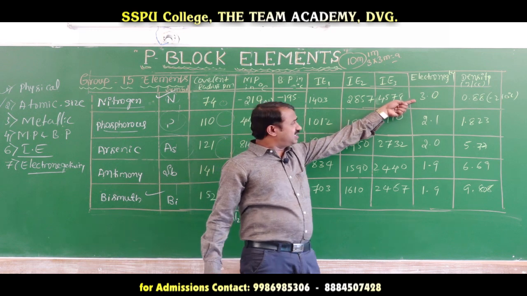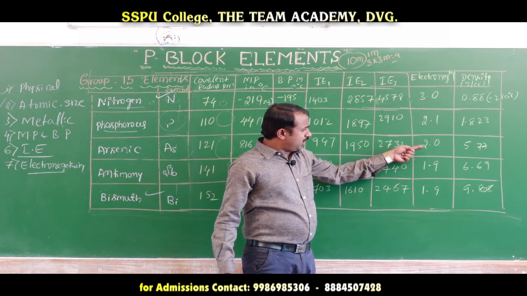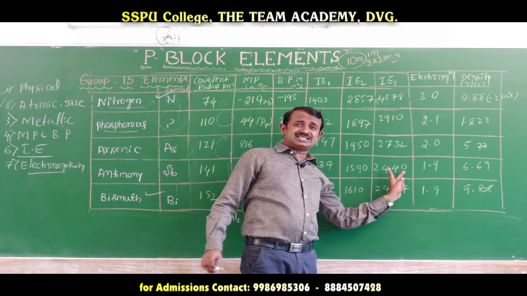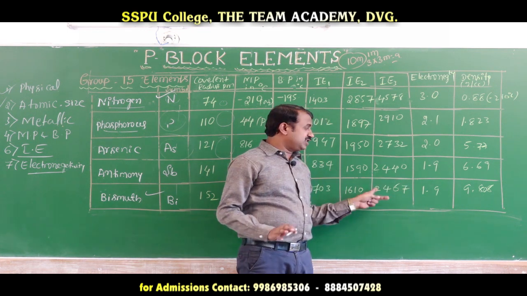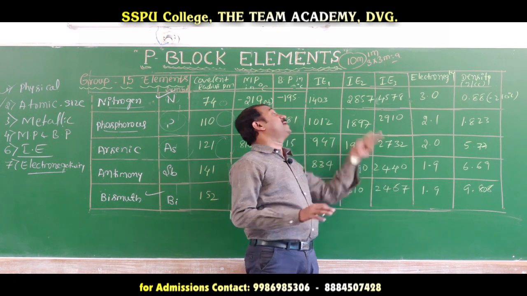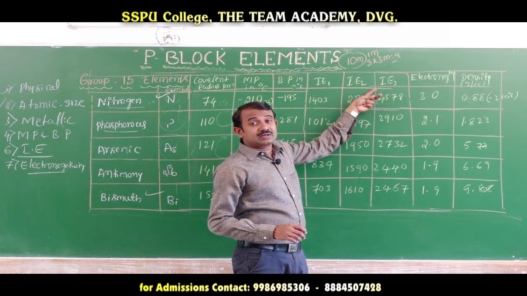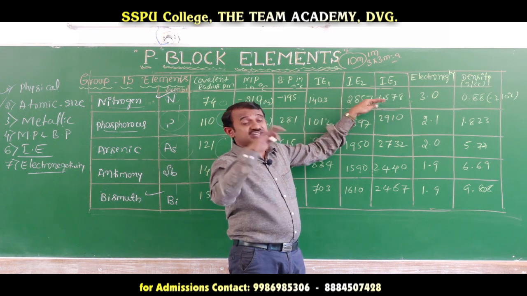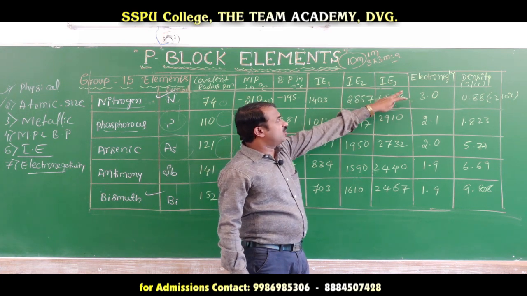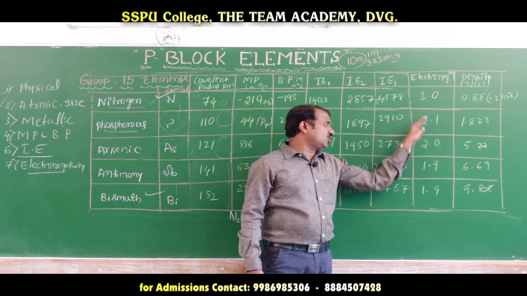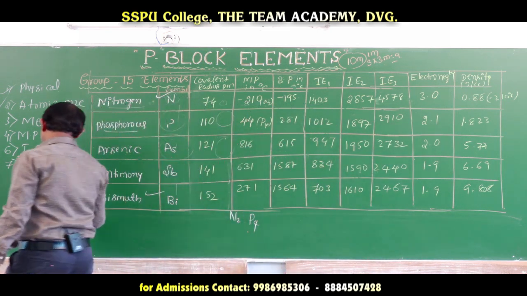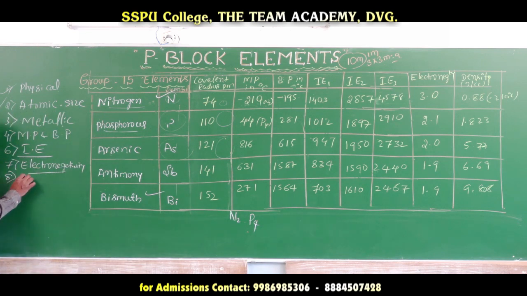You can observe the values 3, 2.1, 2.0, 1.9 and 1.9. Antimony and bismuth show not much difference compared to the higher ones. The first period of elements is different, and that is also important. Electronegativity decreases going downwards in order. Next one, the density of group 15 elements.